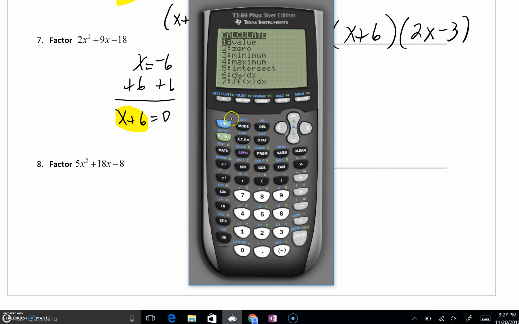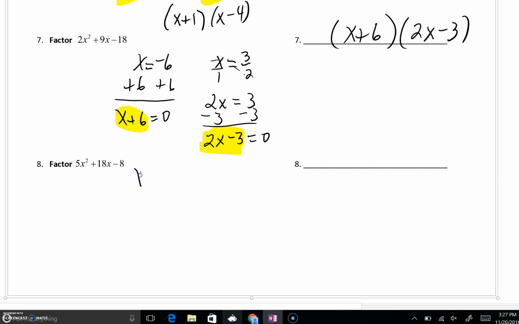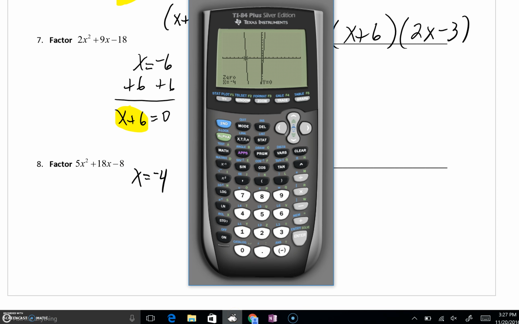It appears that maybe we're going through x equals -4. Let's confirm that. Second, calculate, go to 0, left bound, we'll type in -10, right bound, we'll type in +10, guess. Well, let's guess maybe -4. Sure enough, we hit spot on. When you look over here, though, at this other intersection, it sure looks like we're between x equals 0 and x equals 1.